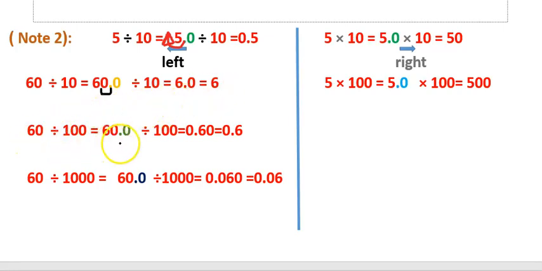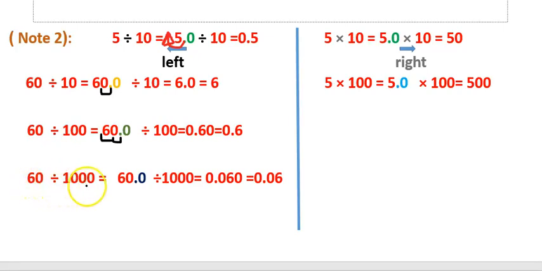60 divided by 100. I know 60 has a decimal point, and 100 has 2 zeros, so I have to move the decimal point 2 places to the left. 1, 2. So the decimal point should be in this place. So it's 0, 6, then the decimal point. The answer is 0.60 or 0.6 or 6/10.